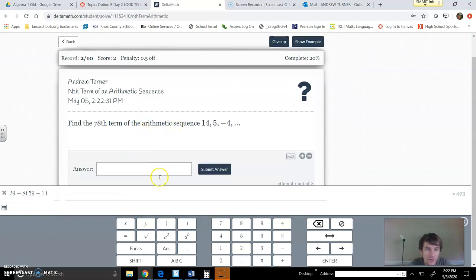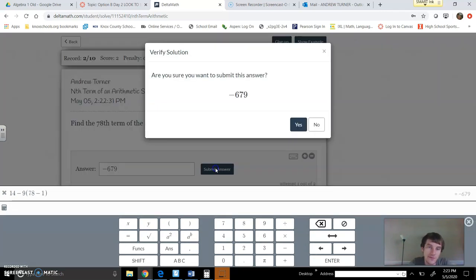Let's try another one. So the first number is 14, and in this one it seems like it's subtracting 9. 14 minus 9 is 5, and if you were to do 5 minus 9, you'd get negative 4. And they're looking for the 78th term, so let's replace with 78 minus 1. Now I really didn't mean to do that all here. I really wanted to do that in the calculator. So I just did a quick copy paste there, Control C and Control V. So it looks like that number is going to be negative 679, and that makes sense because you are dragging all the numbers into the negatives.